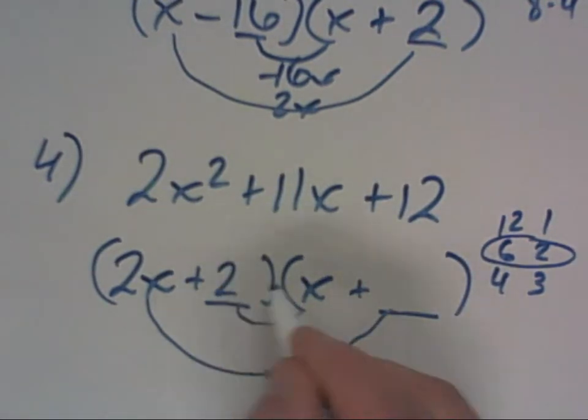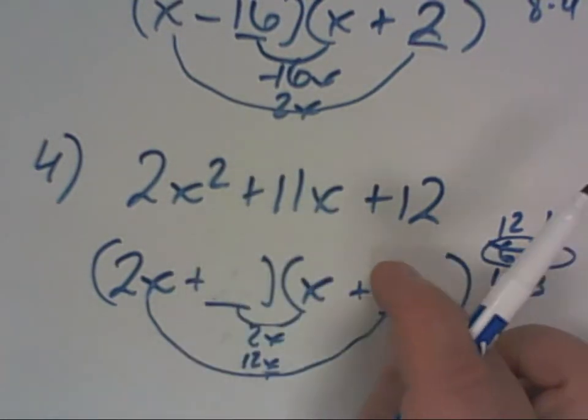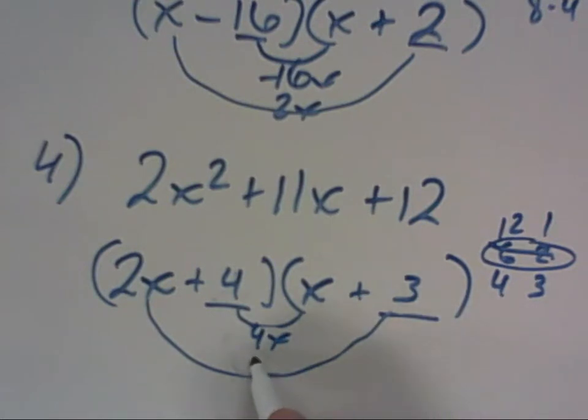I could try 2 and 6. Then this would be 2x, and this would be 12x. But again, I don't get 11x. So 6 and 2 probably isn't going to be the two numbers that I'm going to want to work with. I'm going to try 4 and 3. If I try 4 and 3, this is 4x, and this is 3x. 3 times 2x is 6x, but that doesn't give me 11x.